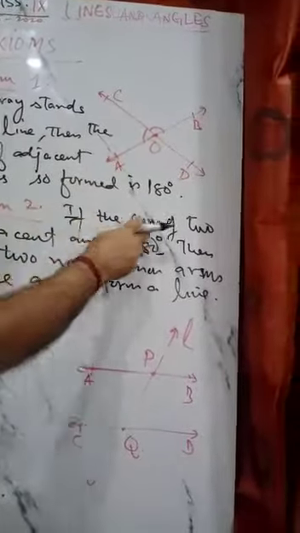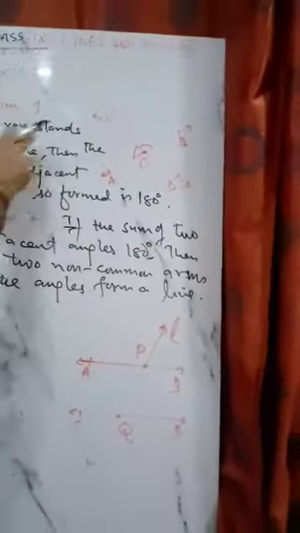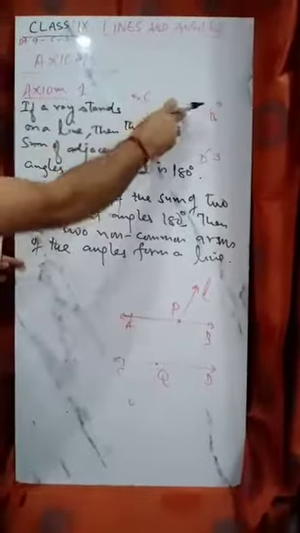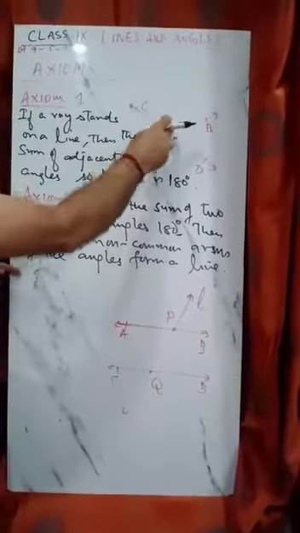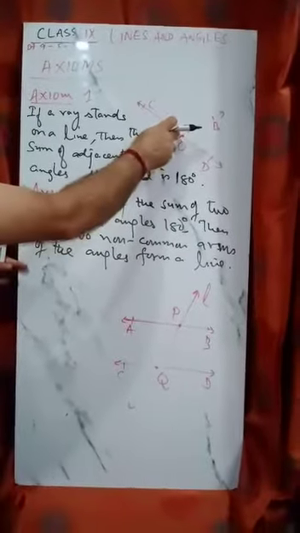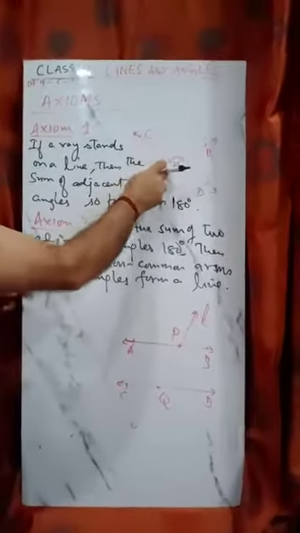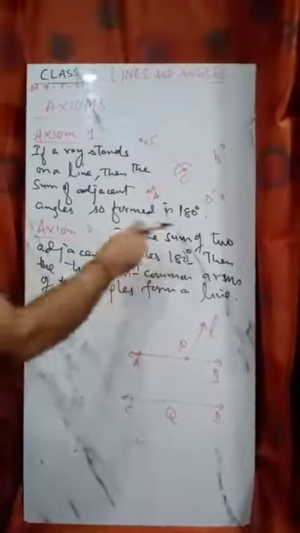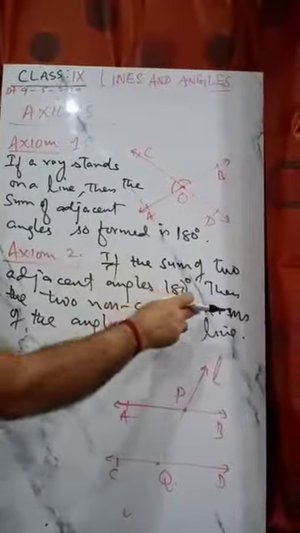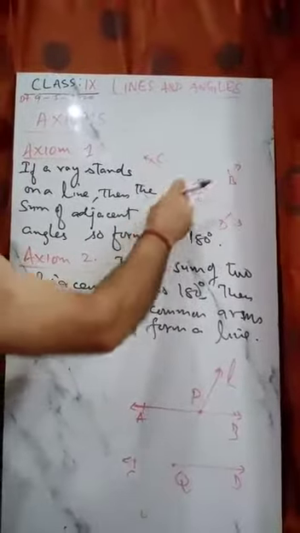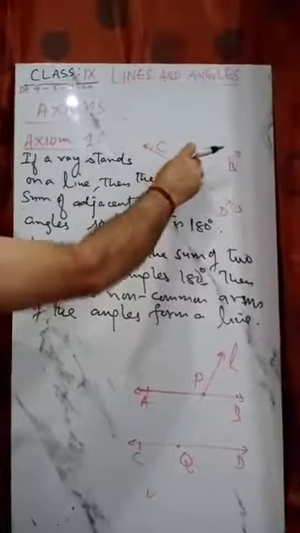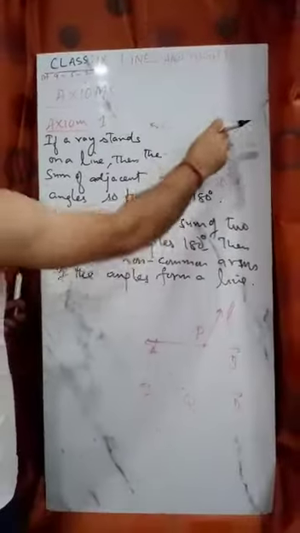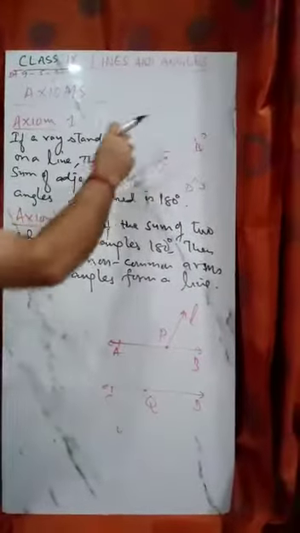In axiom 1, if a ray stands on a line, then the sum of adjacent angles so formed is 180 degrees. So if the sum of the adjacent angles formed is 180 degrees, then we will say that it is a line. If the sum of two adjacent angles is 180 degrees, then the two non-common arms of the angles form a line. So here AOB is a line.